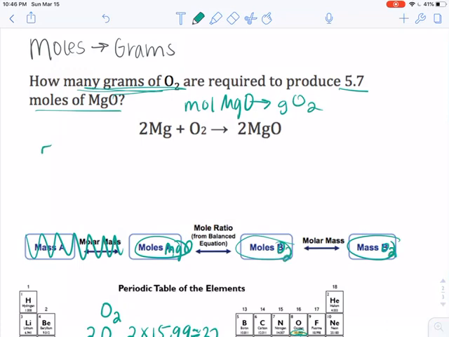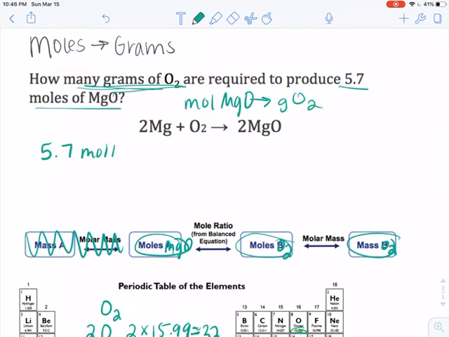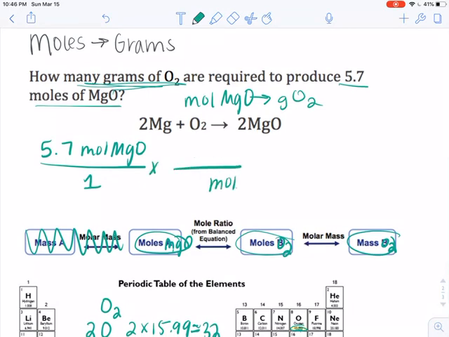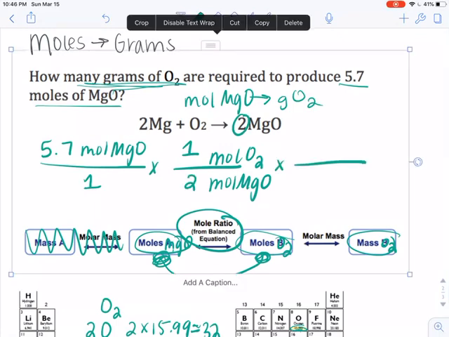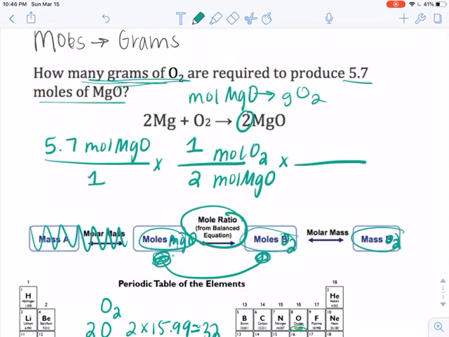I start with what's given over 1, which is 5.7 moles of MgO. Notice all my units over 1. Moles of MgO is going to go there. I'm going from moles of MgO to moles of B. It says mole ratio. Look at the balanced equation. So I'm going from moles of MgO to moles of O2. Look at my coefficient. There is nothing in front of the O2, so I can assume that is a 1. And there is a 2 in front of the MgO. Put that there. Then I go moles of O2 on the bottom. And I will be done because I want to get to mass of O2, so grams of O2 on top.